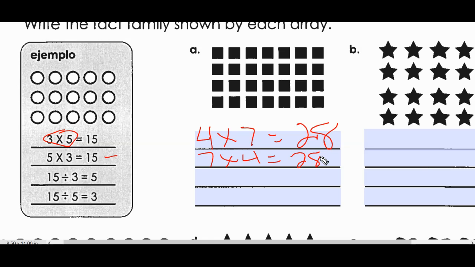Now when I do a division problem, using the same 3 numbers, I take the total divided by the number of rows or the number of columns, right? So now I have 28 divided by 4 equals 7. Let's focus, please. Then I have 28 divided by 7 equals 4.